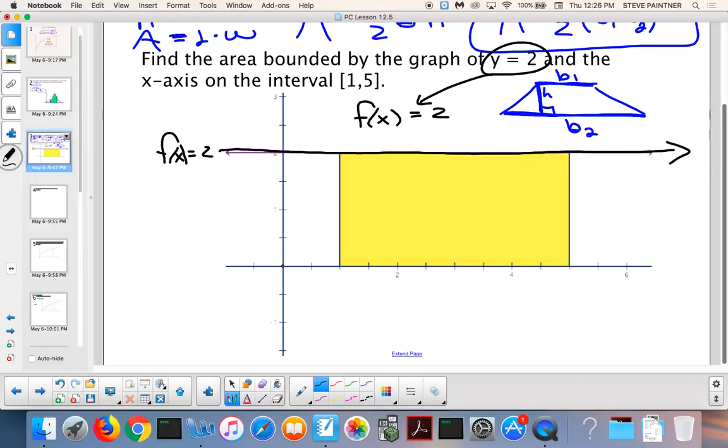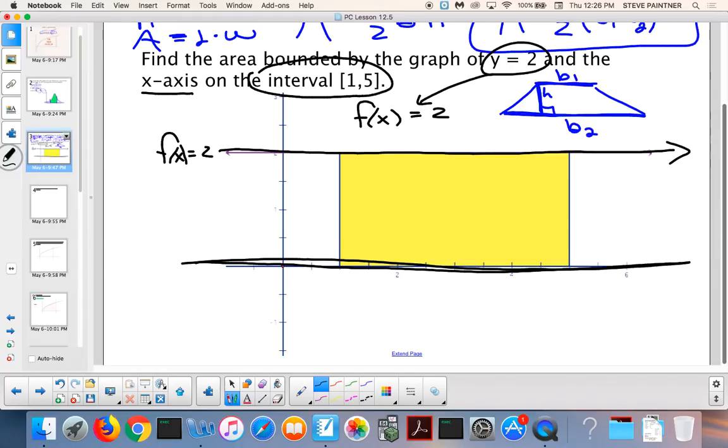But wait a minute. It says, and the x-axis. So you want the area between this and this, on an interval between 1 and 5. So x equals 1 is right here, x equals 5 is right here. So what's the area I want? The yellow region. This is so easy.